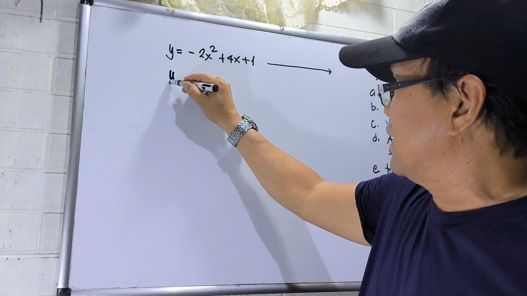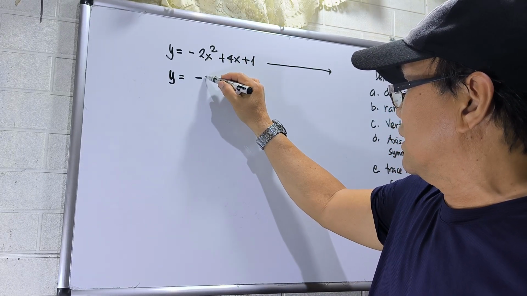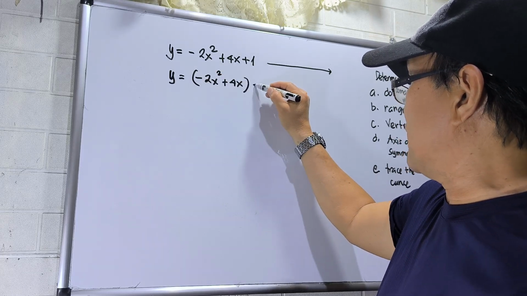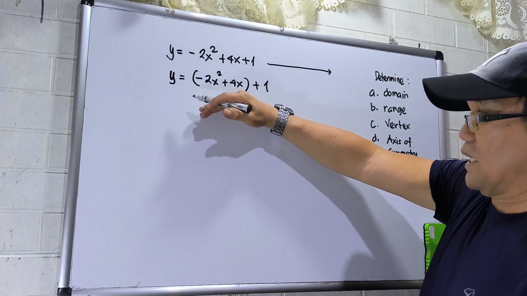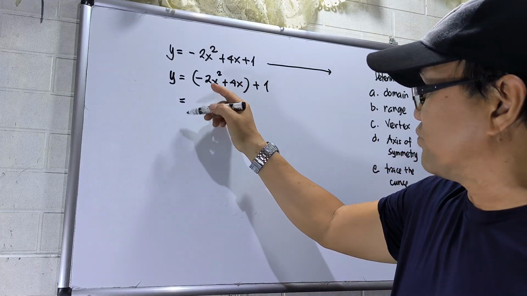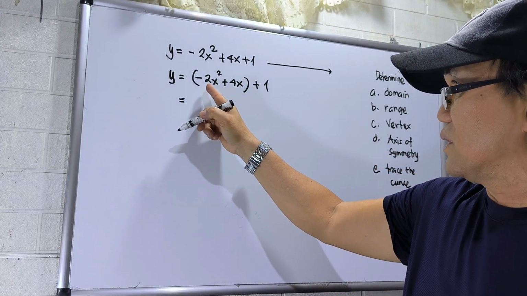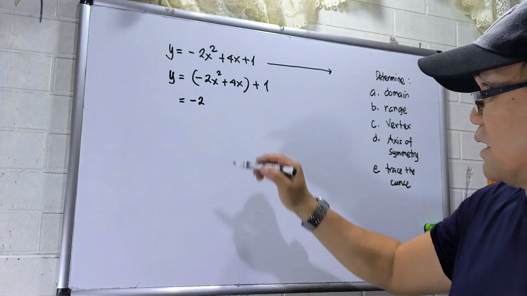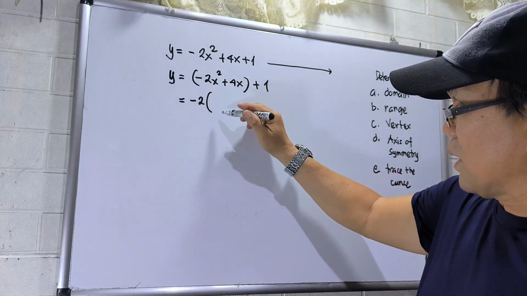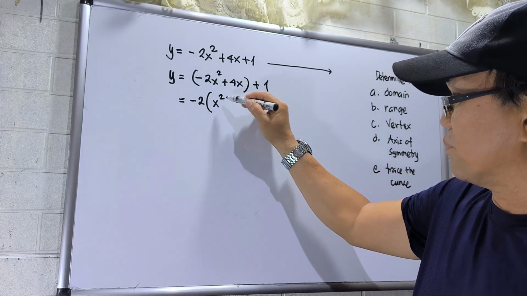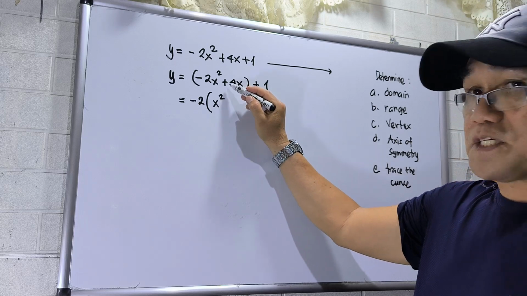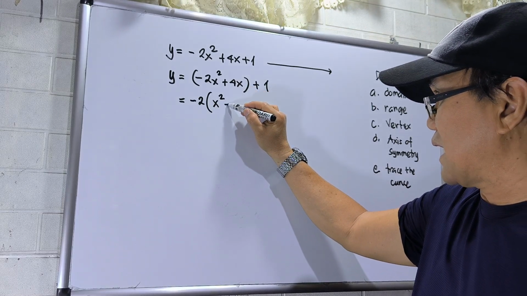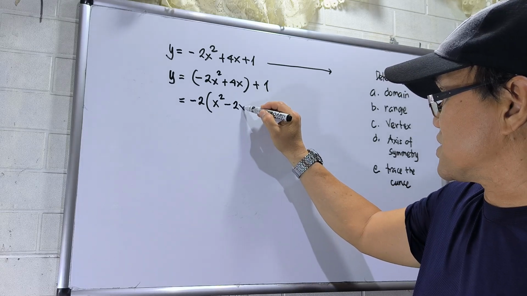So this will be y is equal to, I need to isolate, negative 2x squared plus 4x, and then plus 1 outside of the parentheses. Okay, next I have to factor out because there is a common factor between 2 and 4. So I will just write negative 2 outside of the parentheses, and then this will be positive x squared. Then this will change because there is negative 2 outside, so this will be negative 2x.